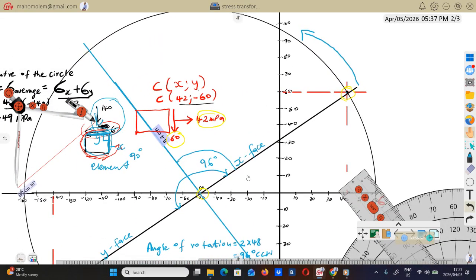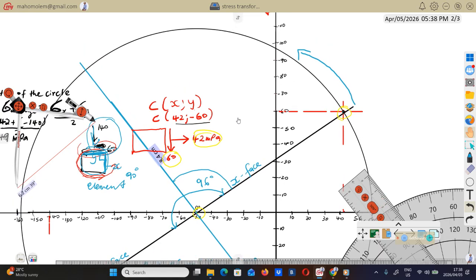So what did we do here? We took this black line and rotated it at an angle of 96 in an anti-clockwise direction. After rotating it in an anti-clockwise direction at an angle of 96, we're going to have this sky blue line.